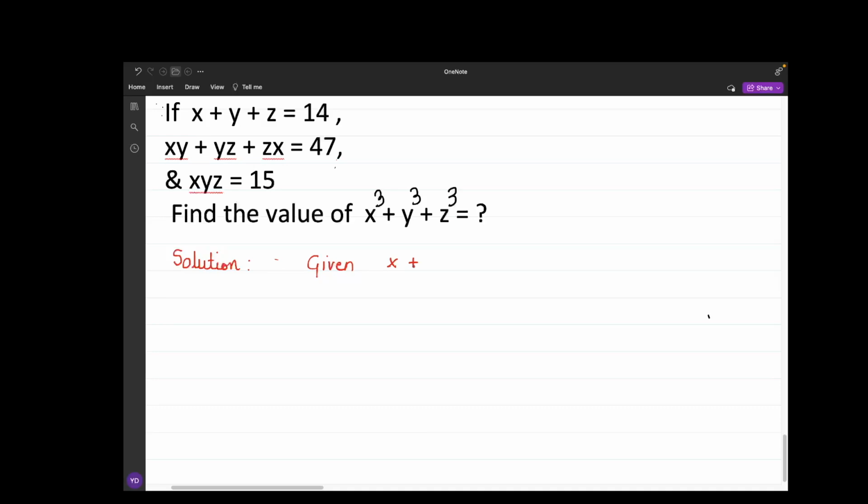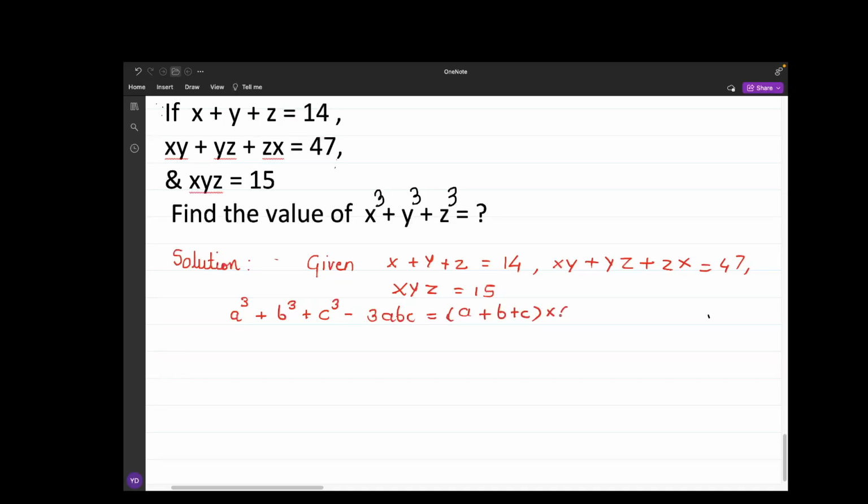Solution. Given x plus y plus z equal to 14, xy plus yz plus zx equal to 47 and xyz equal to 15. We will use the formula a cube plus b cube plus c cube minus 3abc equal to (a plus b plus c) multiplied by [(a plus b plus c) whole square minus 3 in bracket (ab plus bc plus ca)]. We will use this formula to get the solution.